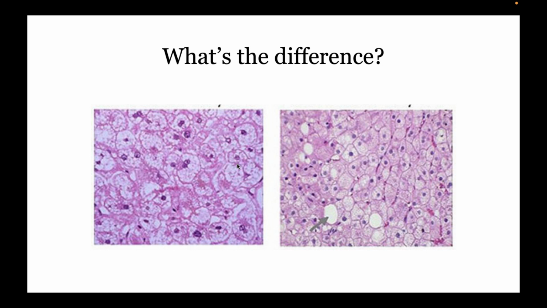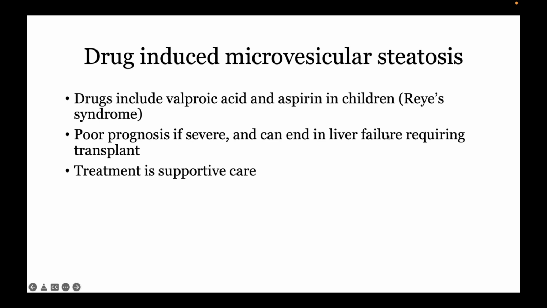If you give aspirin to children, what happens? What's the famous thing that happens, the famous liver injury, the famous syndrome? Reye syndrome, exactly. So valproic acid and aspirin in children can induce what we call Reye syndrome, which is an acute microvesicular steatosis that can be severe, with a very poor prognosis actually, and can end up in liver failure. The treatment is supportive, but sometimes may require transplant. So it's very important to keep in mind.